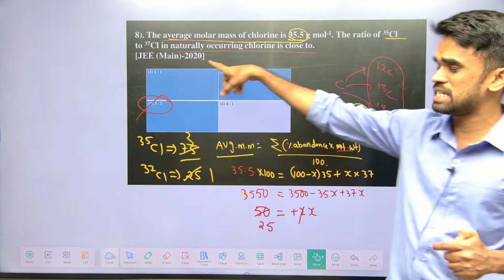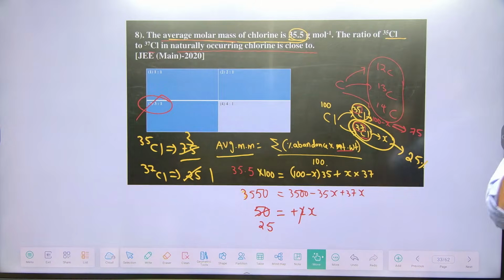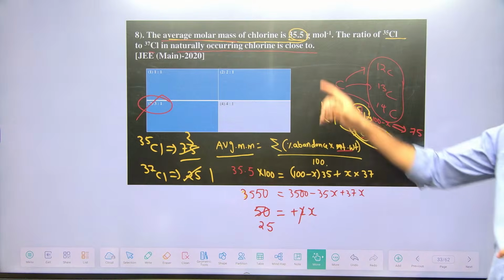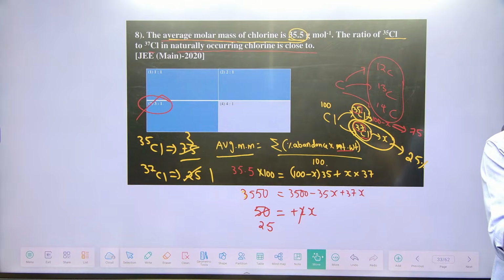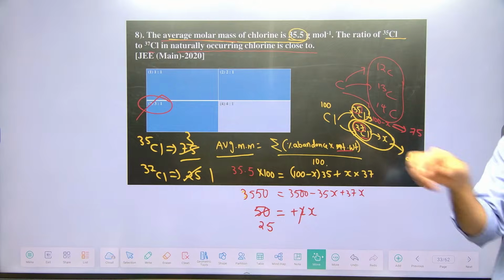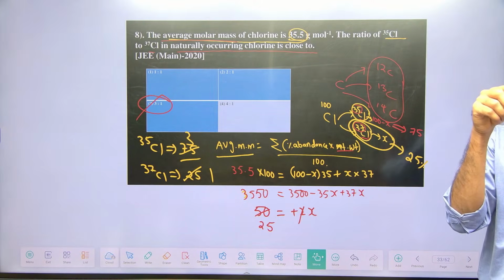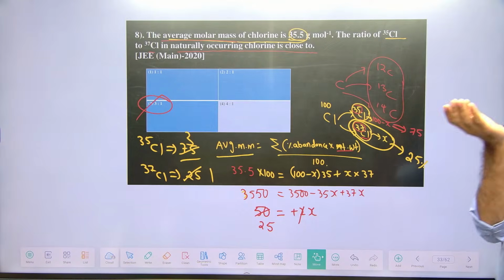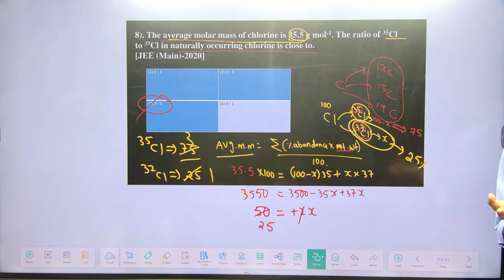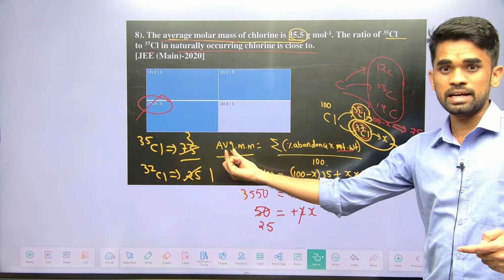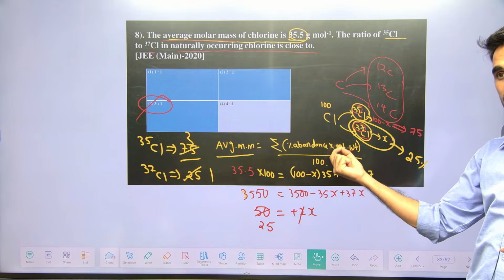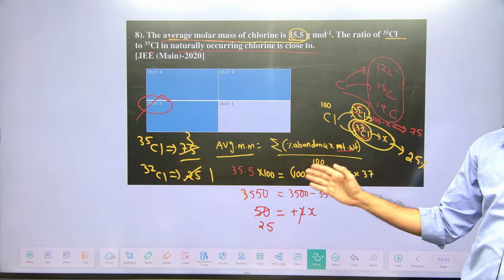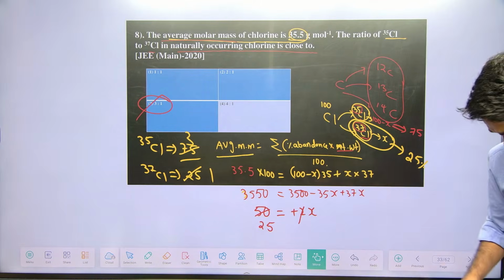This question came in which exam? The same question was asked in EAPCET and also in NEET, with a small variation. See what they told here, average molar mass is given. Now what I will ask is, what is the average molar mass of chlorine, by giving the percentage abundance of Cl35 as 75 and Cl37 as 25. So this is what you need to calculate: 75 into 35 plus 25 into 37, by 100. By simplifying you will get the answer.